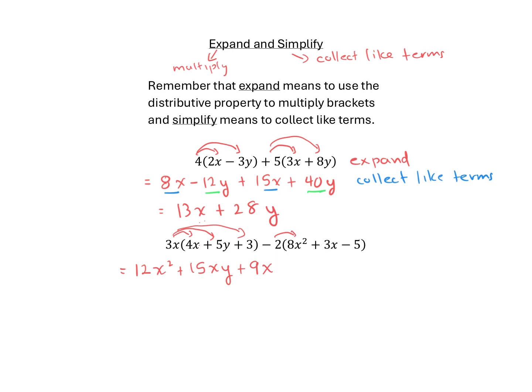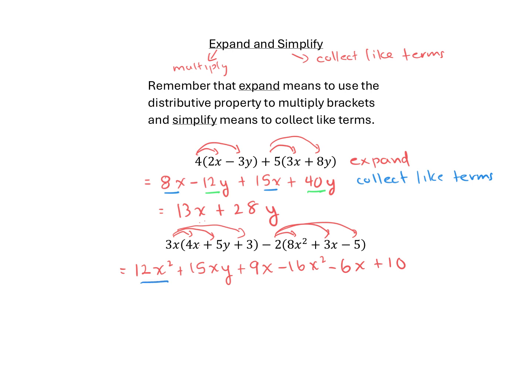So negative 2 times 8 is negative 16, and we have an x squared. Negative 2 times positive 3 is negative 6, and we have an x. And then negative 2 times negative 5 is positive 10. So that is the expanding. And then let's collect like terms.